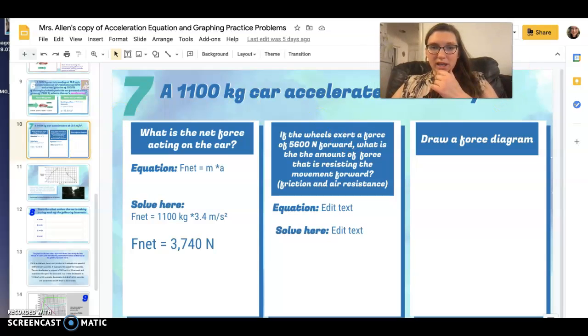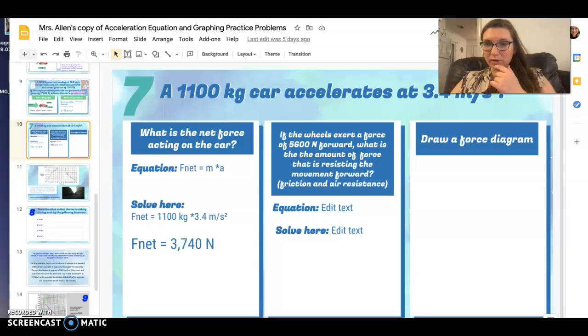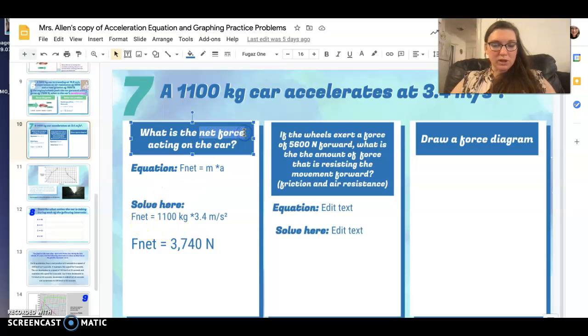So a 110 kilogram car accelerates at 3.4 meters per second squared. So we're going to use that F net equals mass times acceleration equation, and we are looking for net force. So we're going to use, like I said, F net equals the mass, which is 1,110 kilograms, and then the acceleration is 3.4 meters per second squared. So the net force is 3,740 newtons.